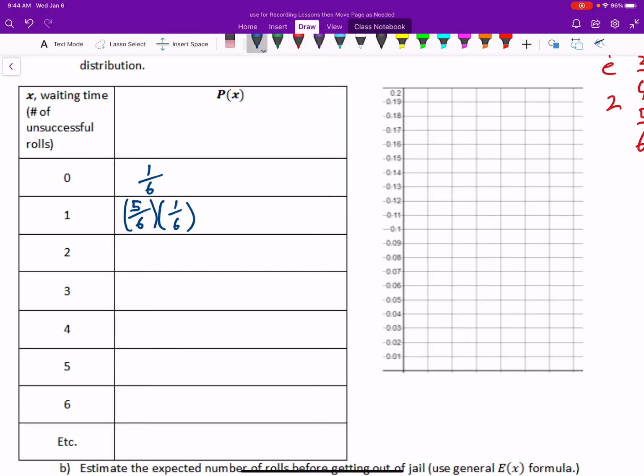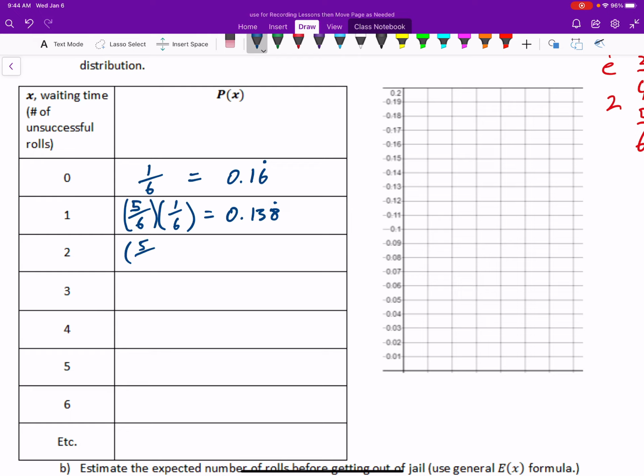Maybe I should be changing this to decimals as I go along. So 1/6 is 0.16 repeating, and 5/6 times 1/6 is going to be 0.138 repeating. Okay, so we've got the first two probabilities there. What's the probability of being unsuccessful twice and then being successful?